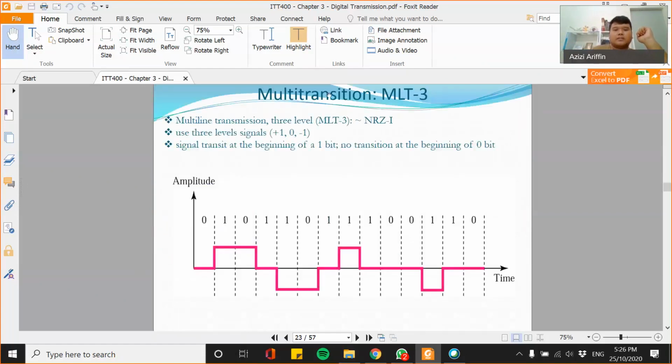You can see here this is a multi-level MLT-3. So the signal levels are positive 1, 0 and negative 1. The signal transitions at the beginning of a 1 bit, with no transition at the beginning of a 0 bit. So if it is 1, it will transition up. Since the next bit is 0, there is no transition, and the 1 after that transitions back to 0.